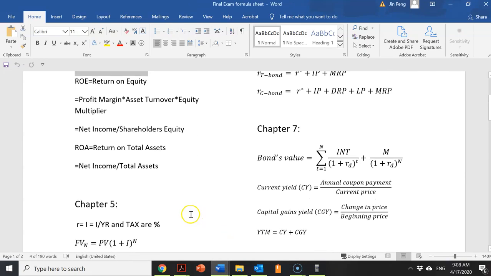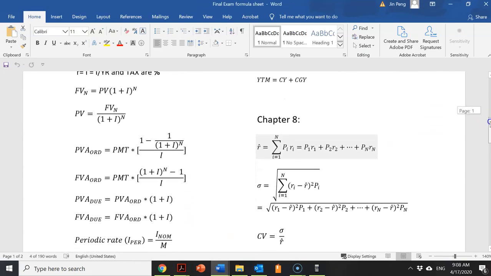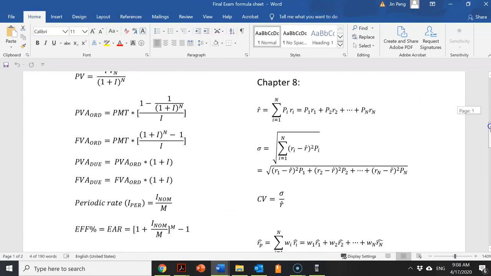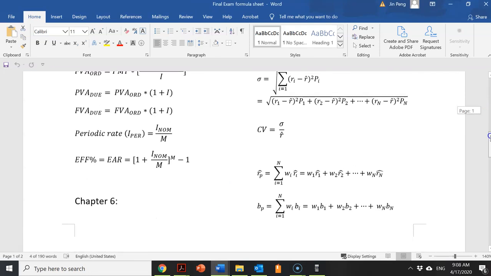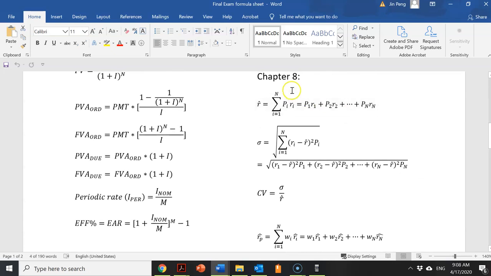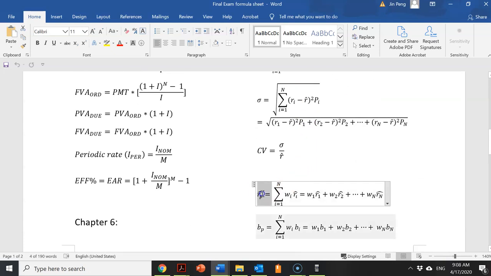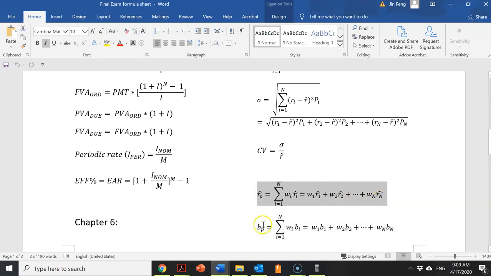You can also look at the Chapter 8 formula. Here, Rp means the return for a portfolio. Okay, it is the weighted average of the expected returns of the stocks in the portfolio. Rp equals W1R1 plus W2R2 plus Wn multiplied by Rn.